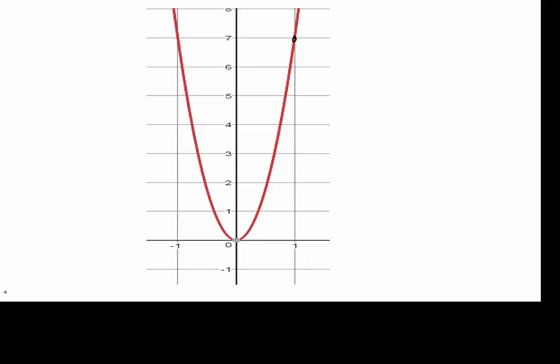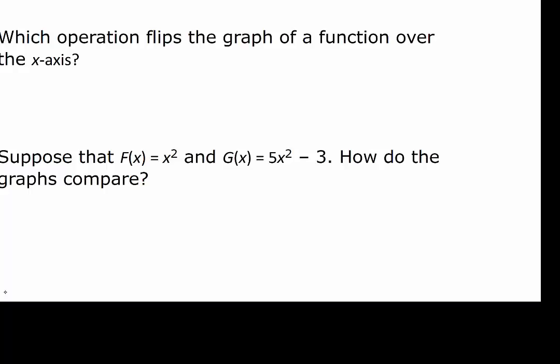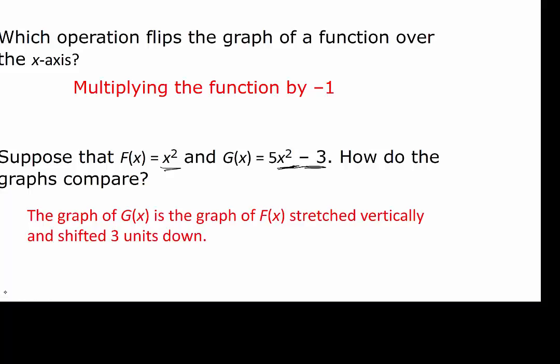So what's the stretch factor on this one? Over 1, up 7. 7 is the stretch factor. y equals 7x squared. Which operation flips the graph of a function over the x-axis? The flip is multiplying the function by -1. Suppose that f of x is x squared and g of x is 5x squared minus 3. How do the graphs compare? We have stretched it vertically, that's the 5, and shifted 3 units down.